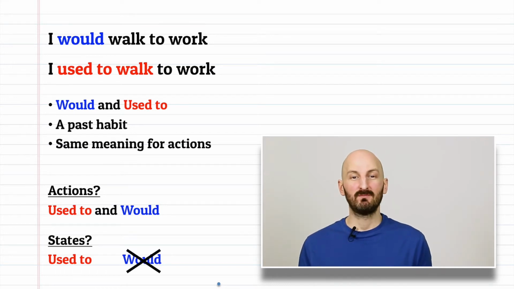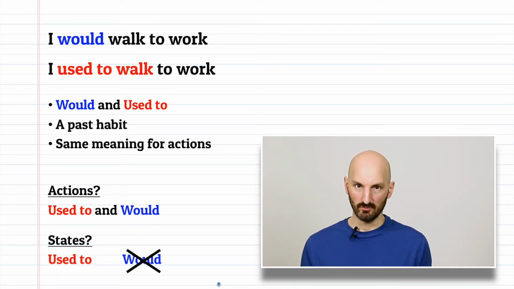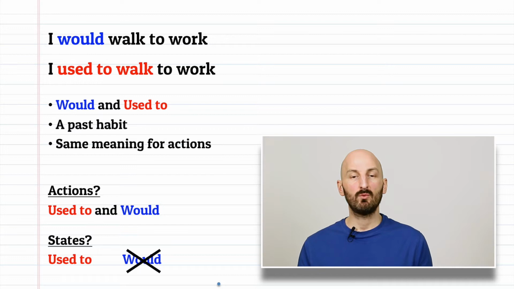But be careful. When we talk about past states, we cannot use would. It doesn't work. We can only use used to. Let's think. Is it an action or a state? An action. Used to or would? Both is fine. Is it an action or a state? A state. Used to or would? Only used to. You can't use would. It's important to remember we can only use would to describe past habitual actions, not states.